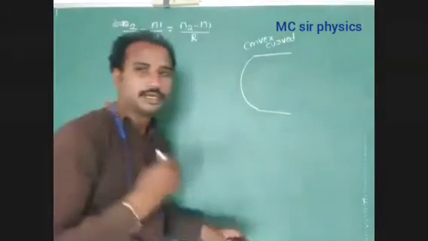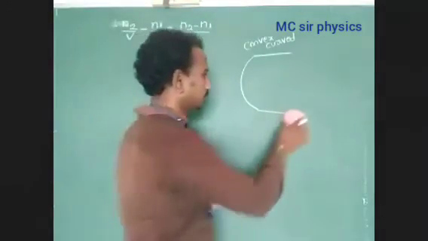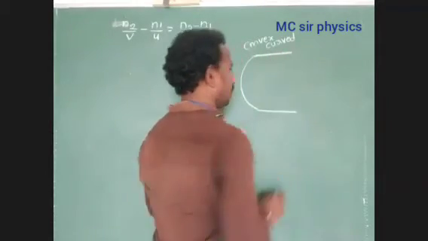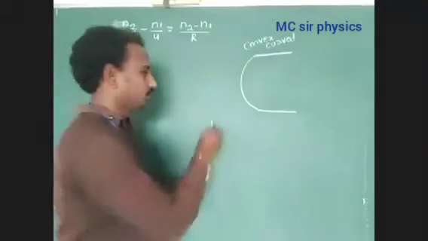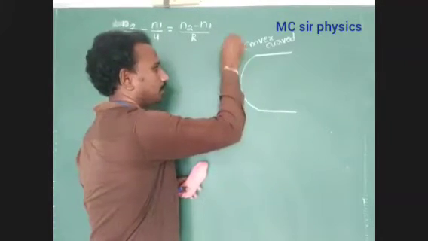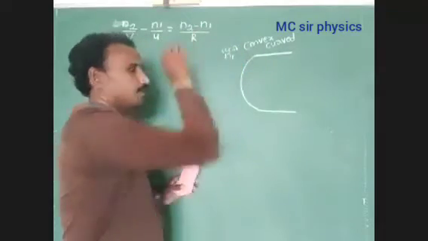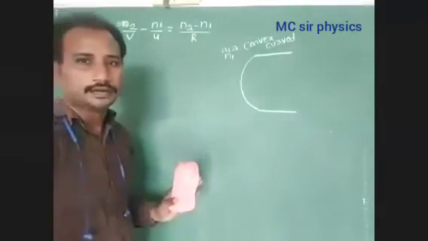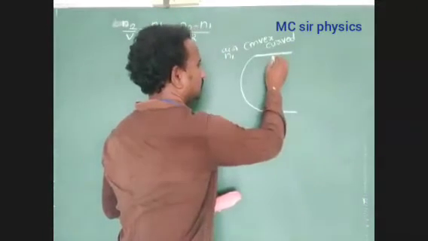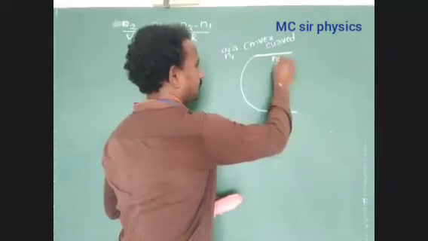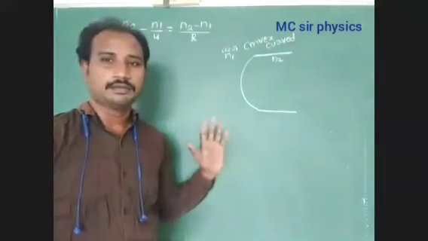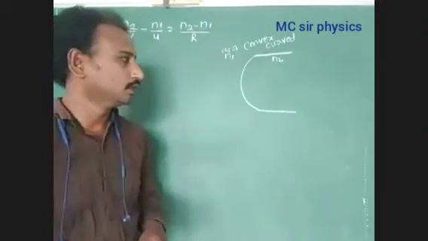How many optical mediums do we consider? Two optical mediums. One is the rarer optical medium, which we represent as the air medium, with refractive index N1. The other optical medium we represent with N2, the glass medium. Air medium and glass medium we have to consider.